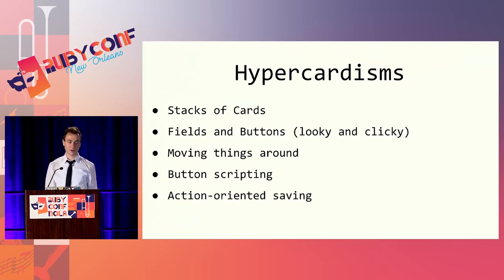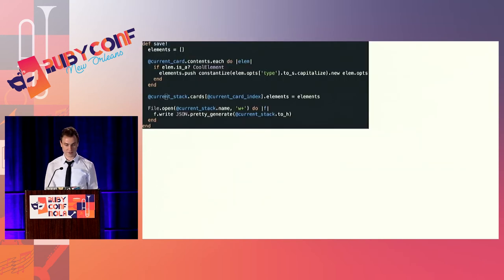So let's say action oriented saving instead. This was kind of fun. We have a save method. Whenever we call save, we want to go through our current card, grab everything in the card, serialize it, and then just write it to a file in JSON. I was really wanting to do a very complicated writing out of data bits, the way that HyperCard originally saved things, but this is much easier.